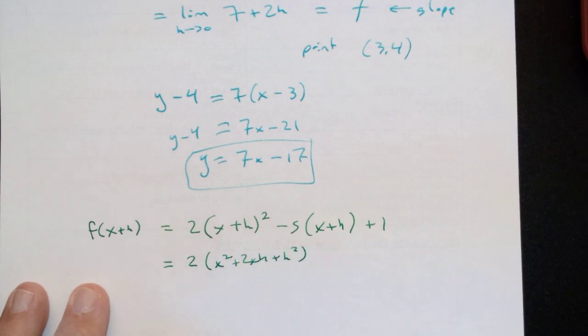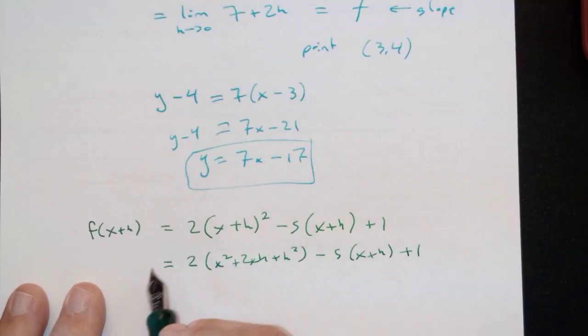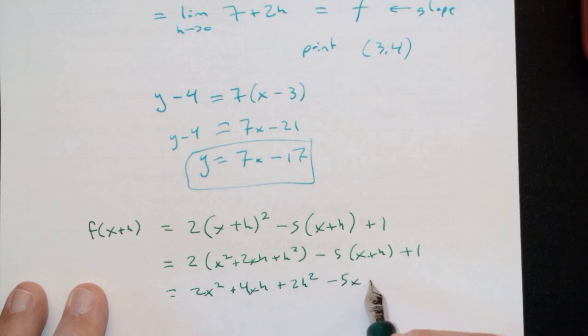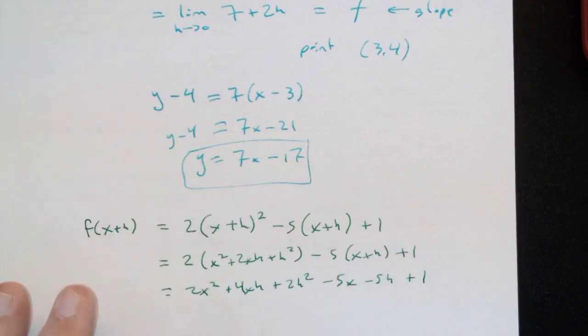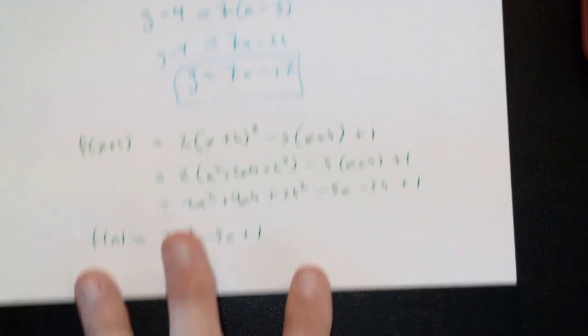And multiply that out, same way. Square the first part, 2 times the first times the second, square the second. Multiply through. 2x squared plus 4xh plus 2h squared minus 5x minus 5h plus 1. I also need f of x, right? Because I can't use f of 3 this time. So I just copy down my f of x again.